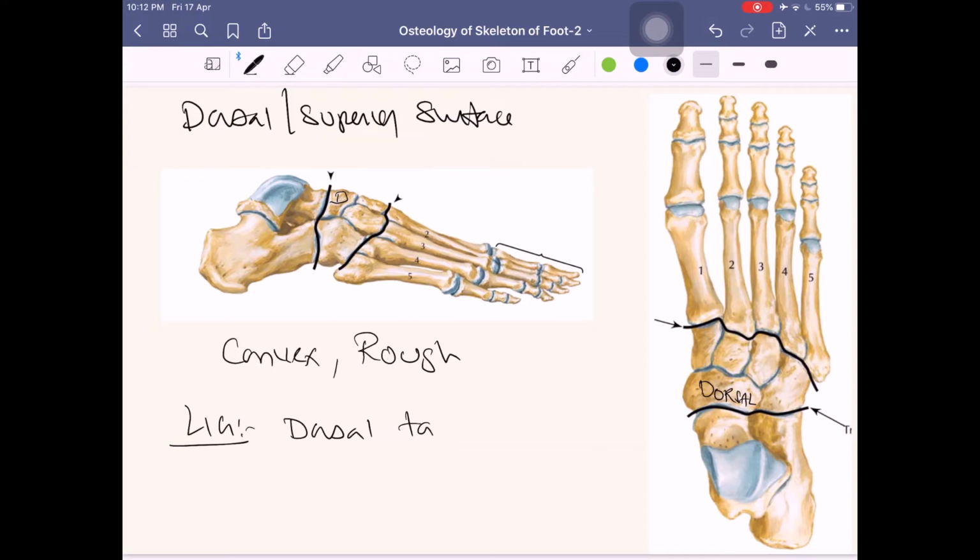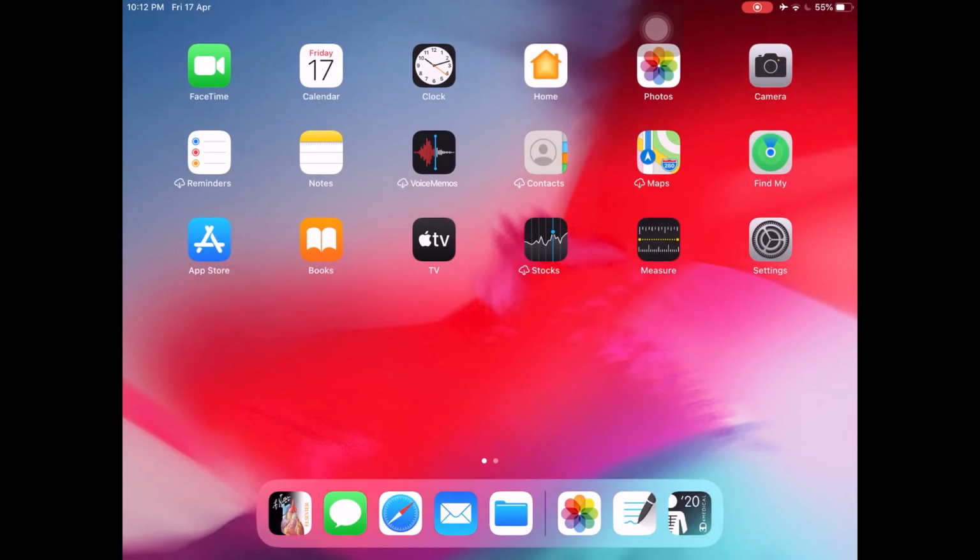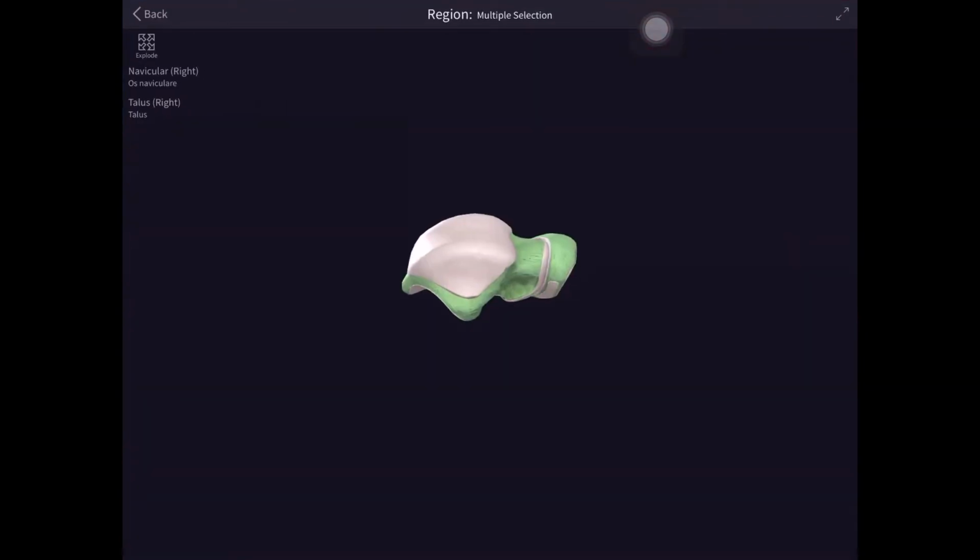And the ligament is between the talus and navicular. So we want the talus and navicular bone to remain together. For that you need a ligament. So there is one ligament. The fibrous capsule of this will get thickened and form a ligament. That ligament is called dorsal talo-navicular ligament. So this is your dorsal. Here also I can put the same ligament in the picture. That's it. That's about this surface.